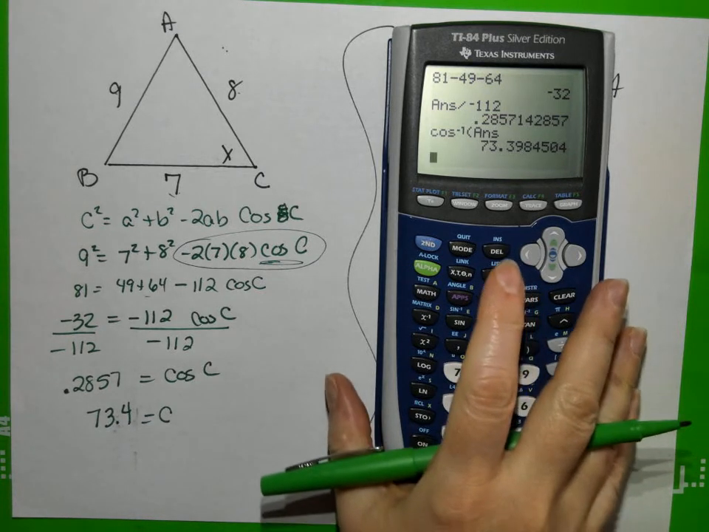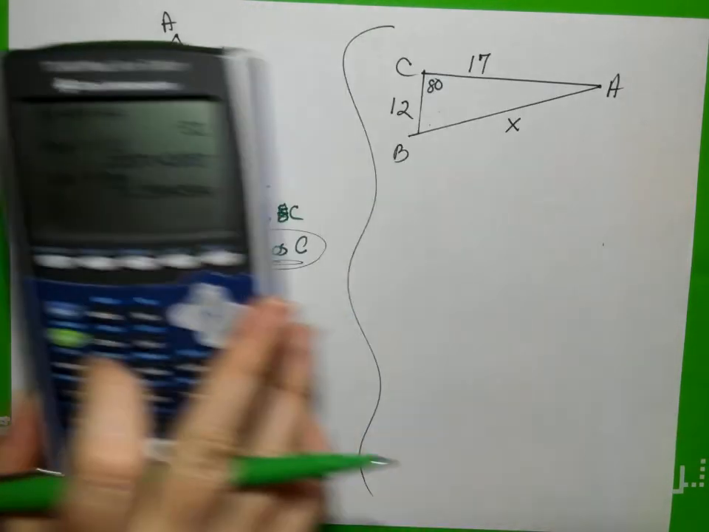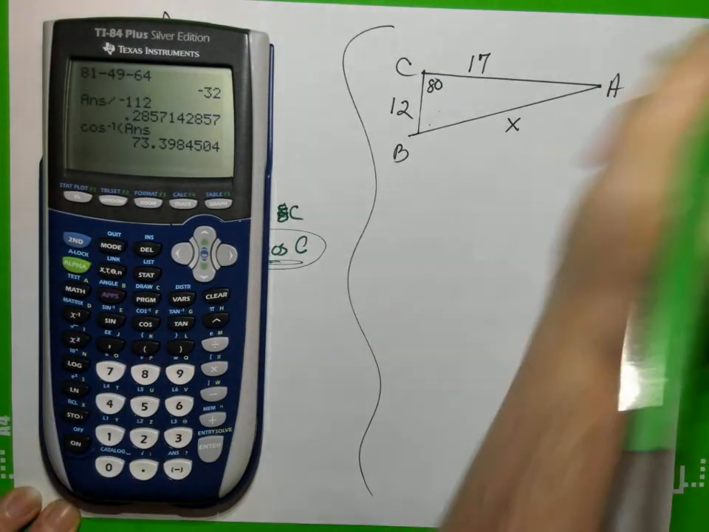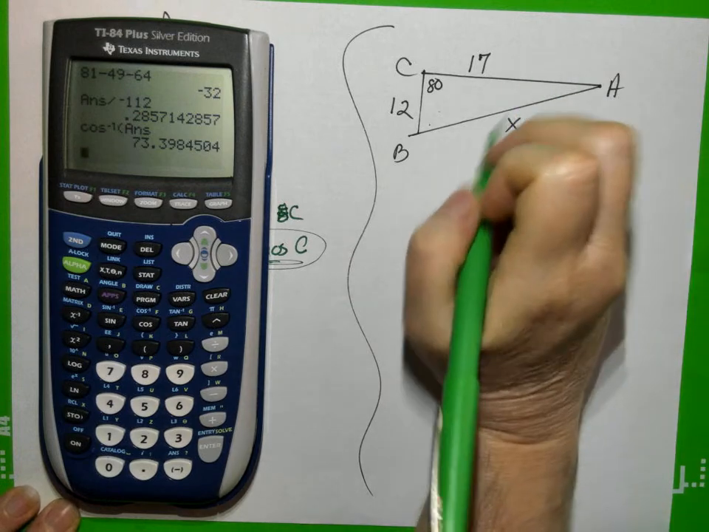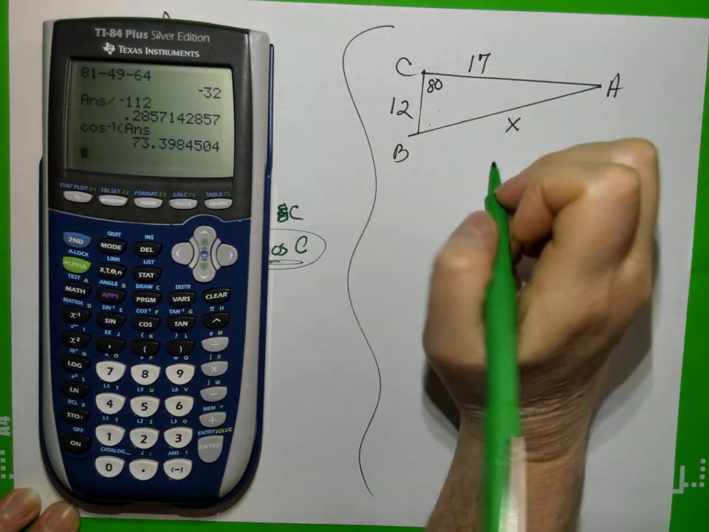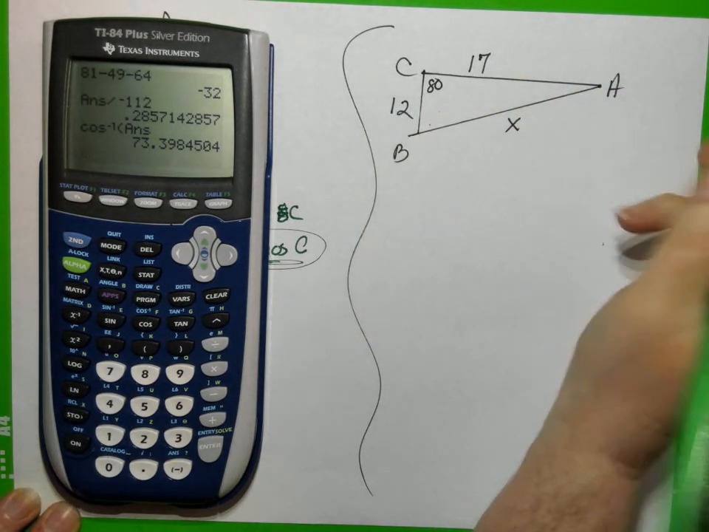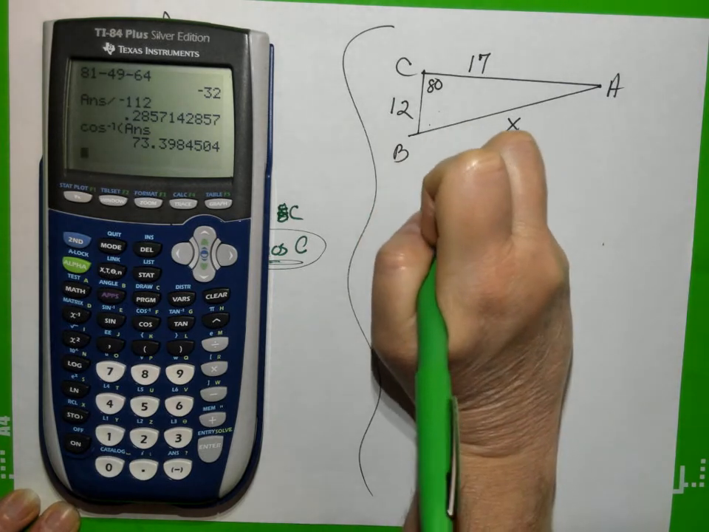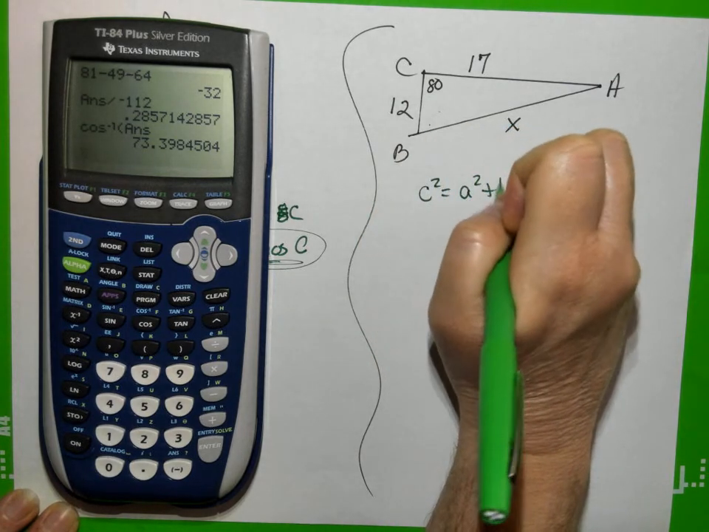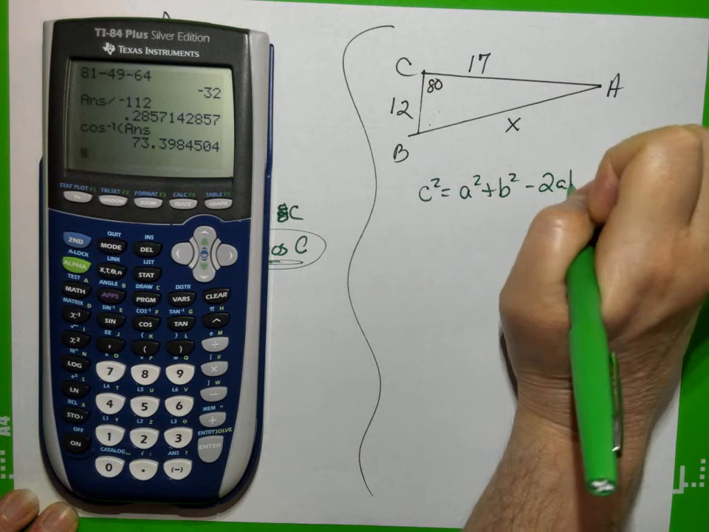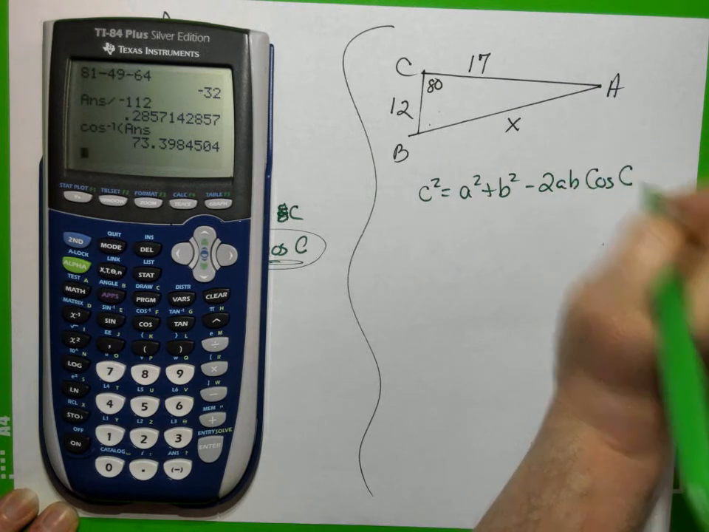Let's find a side one more time. We found two angles. Let's find another side. Here we have another one. Again, for some reason I picked all C's. I shouldn't have, but I did. So it doesn't matter as long as you just line things up. You'll be fine. So C squared is A squared plus B squared minus 2AB cosine of C.